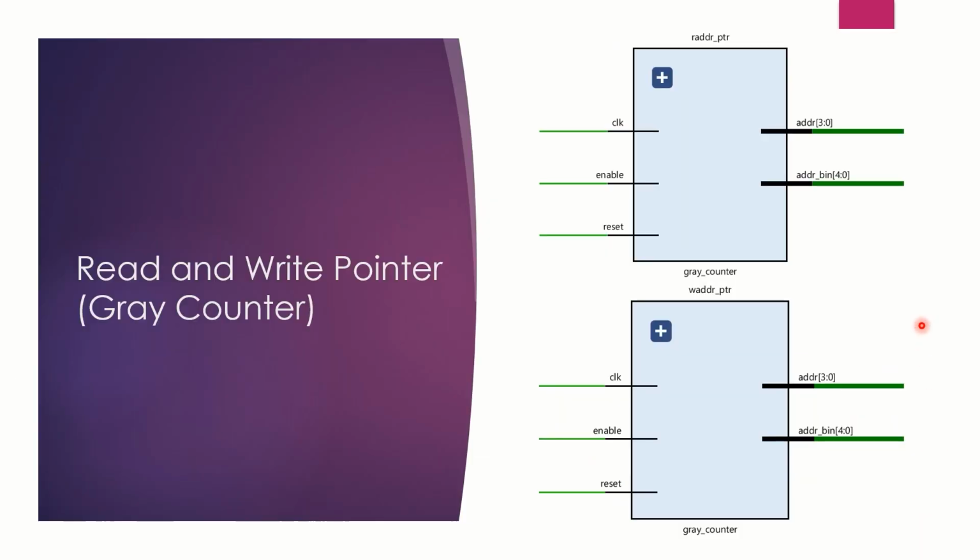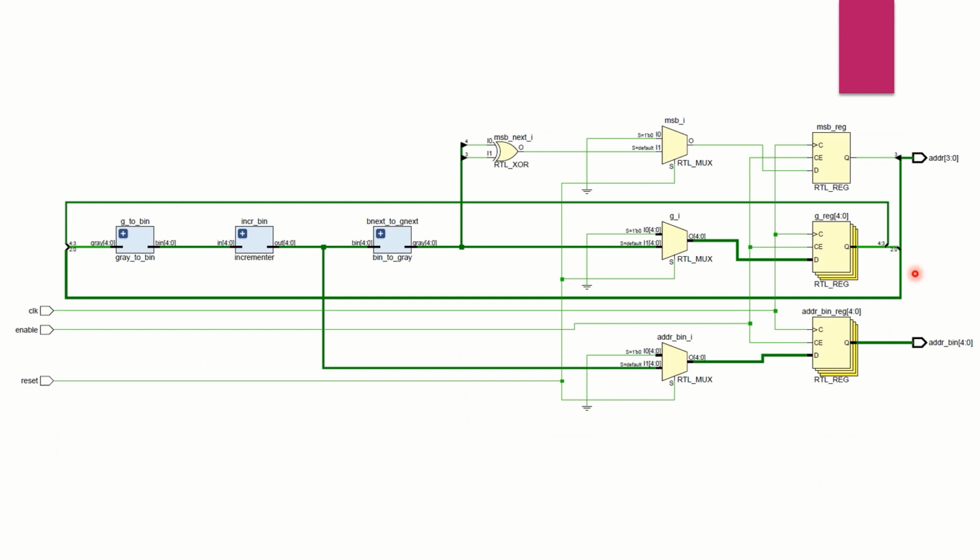Here are the block diagrams for the read and write pointer blocks, which are actually gray counters with an extra output of ADDR bin. When the reset signal goes low, it resets the flip-flops and initializes the output to 0. The ADDR output is taken in as the input by the gray to binary converter, which is then incremented by the incrementer by 1 and is converted to gray code by the binary to gray converter. This gray code goes through a combinational logic which then decides the next value of the ADDR output. Similarly, the binary code after the incrementer goes through a combinational logic and decides the next value of the ADDR bin output.